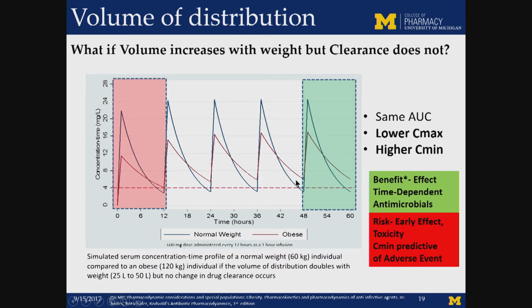So when you're thinking about a drug where the volume increases with body weight but clearance does not, this may be beneficial for drugs that are time dependent, because what you'll essentially have is increasing time above a threshold concentration. Where this may be risky is if that time above a threshold is associated with toxicity or some sort of adverse event. Now the solution, if the effect needs to be early on, for example if you're using a drug for surgical prophylaxis, is that this can be overcome by using a higher initial dose to achieve the same concentration profile later in the regimen.